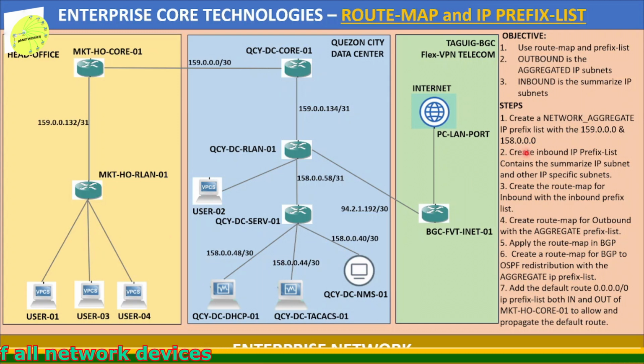And then we will create an inbound IP prefix list which contains the summarized IP subnets and all other IP specific subnets. And then create the route maps for the inbound with the inbound prefix list. On step 4, we will create the route map for the outbound with the aggregate prefix list, and then apply the route map in the BGP on both cores.